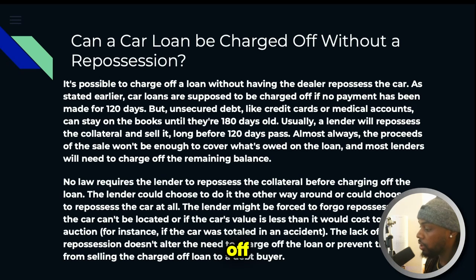Again, the need to charge off the loan or prevent the lender from selling the charge off loan to a debt buyer. Remember my other charge off video where I just talk about charge off accounts in general? A debt buyer usually will purchase an auto loan that's been charged off because a debt buyer has the intention to sue. A collection agency buys small balances and they try to collect. They try to buy it for pennies on the dollar and then try to collect for the full amount or a good amount that will be more than what they pay for it at the very least.